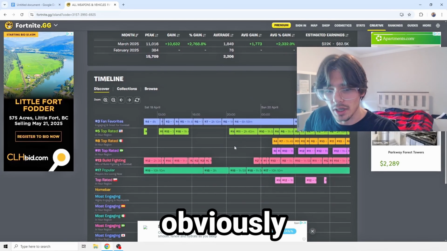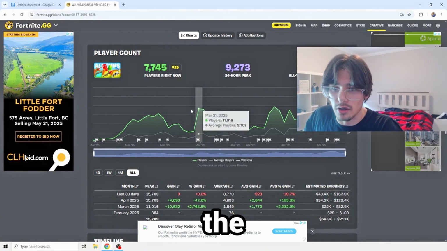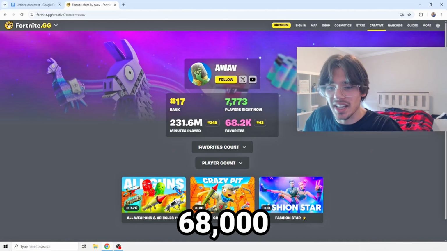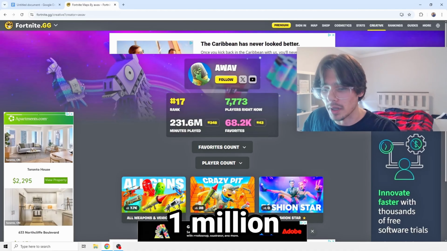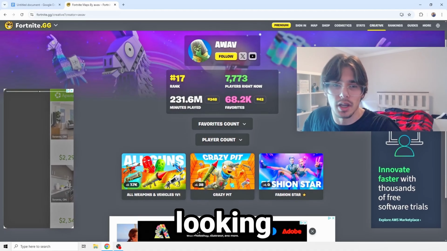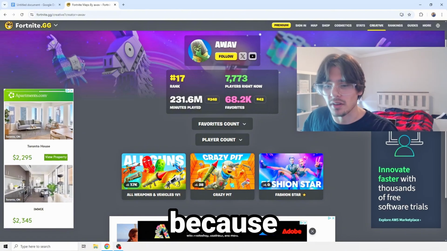If we actually look here, we obviously know these games have lots of likes and favorites. If we go to the creator's actual page here, A Wave, they have 68,000 favorites, right? Typical Gamer has 1 million, but that's besides the point. But this is what people are looking at. They're only going to be looking at key metrics, right? Because an algorithm is an algorithm.